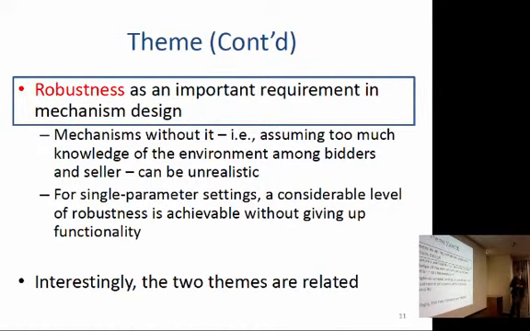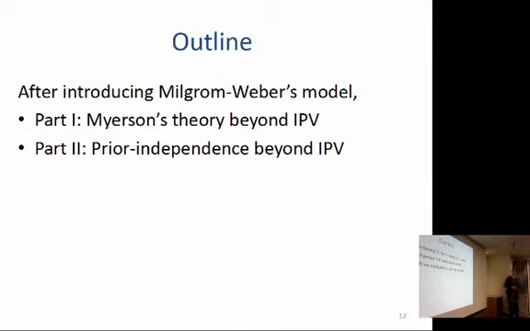And interestingly, I'm going to show how the two themes of robustness and interdependence are related. Okay, so I'm going to introduce Milgrom and Weber's model more formally. And then in the first part of the talk, I'll show Myerson's theory beyond IPV. And in the second part of the talk, I'm going to talk about prior independence beyond IPV. So are there any questions about the introduction part?